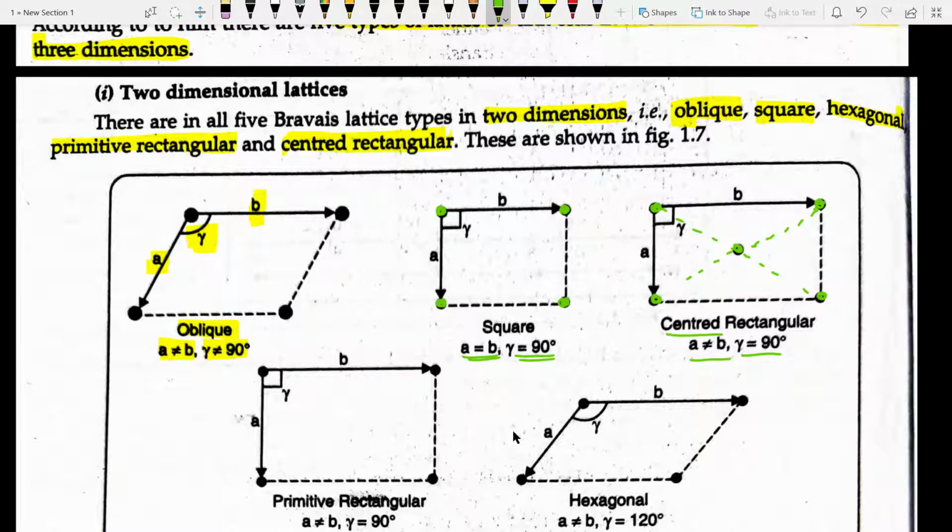Next is primitive rectangular lattice. So this kind of Bravais lattice is rectangular in nature. This is a rectangular shape. A and B both are not equal to each other, as the sides of a rectangle are not equal. The corners are occupied by atoms of the rectangle. Angle is 90 degree.